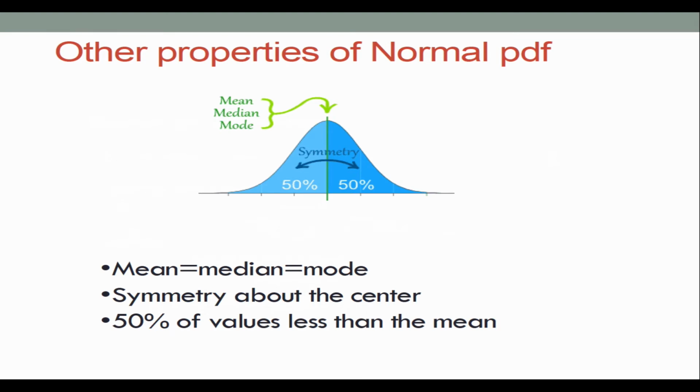Here are more properties of the normal distribution. A normal distribution is symmetric, and its mean, median, and mode are at the same number. From this picture, you can see that about 50% of values are less than its mean because it's symmetric.